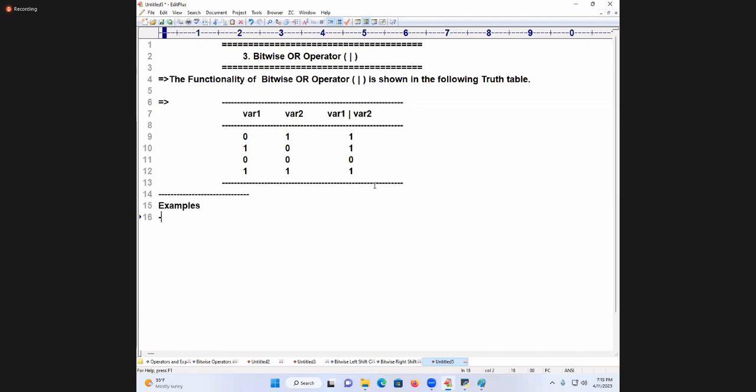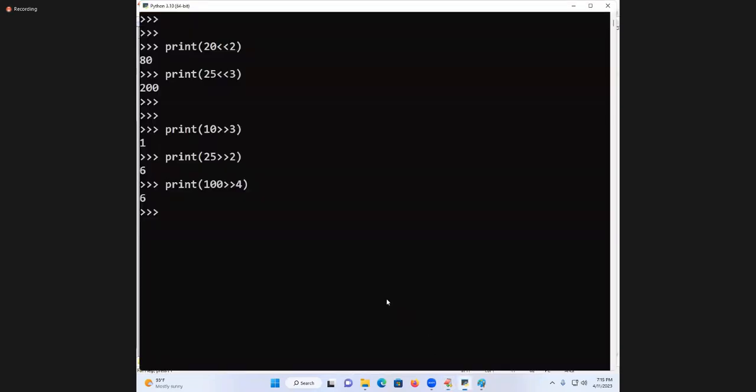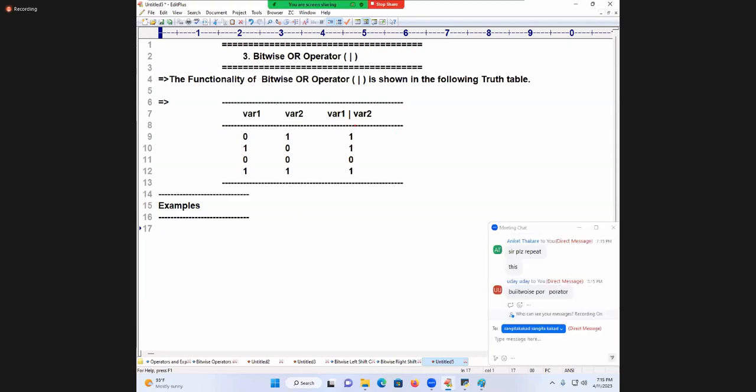Let me take students examples here. Carefully follow. Coming to the point, Aniket is asking to repeat. What is there, students? OR operator says what? Any one of the bits is 1, result is 1. Both the bits are 0, result is what? 0. 0, 1, 1. 1, 0, 1. 0, 0, 0. 1, 1, 1.